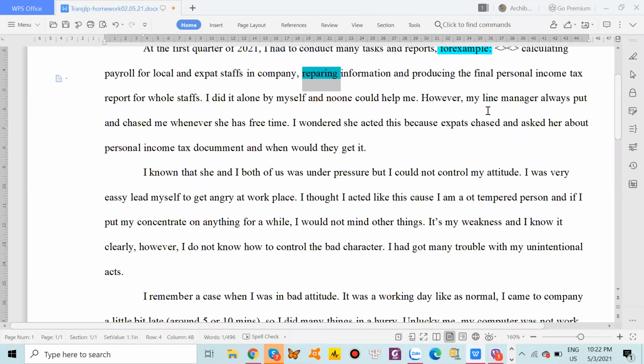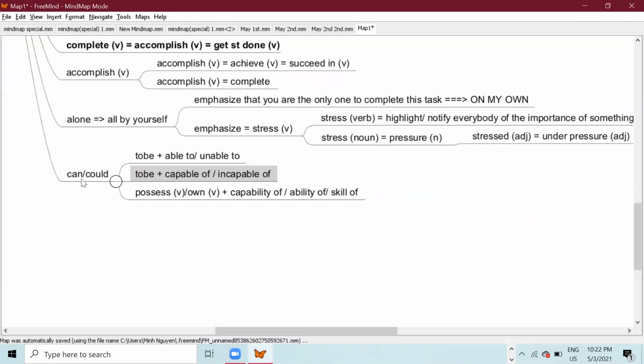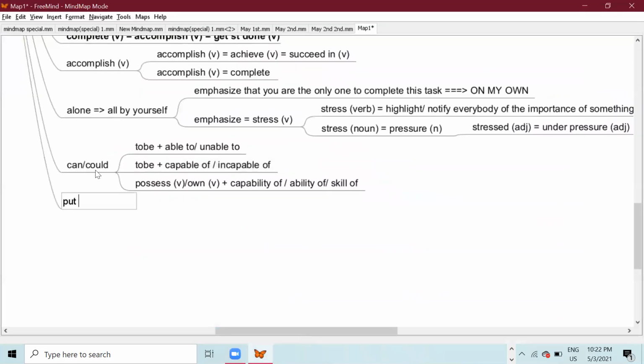So the next one I'm going to have is this one. However, my line manager always puts and chases me whenever she has free time. So he put you what? Put you under pressure, put you inside, put you to work. Put here only means that you are going to put somebody into a different situation or position.